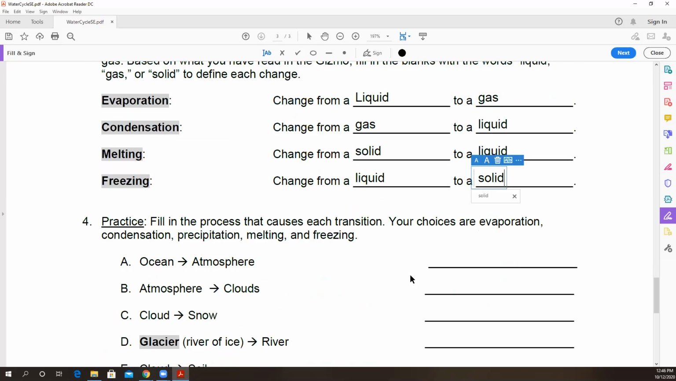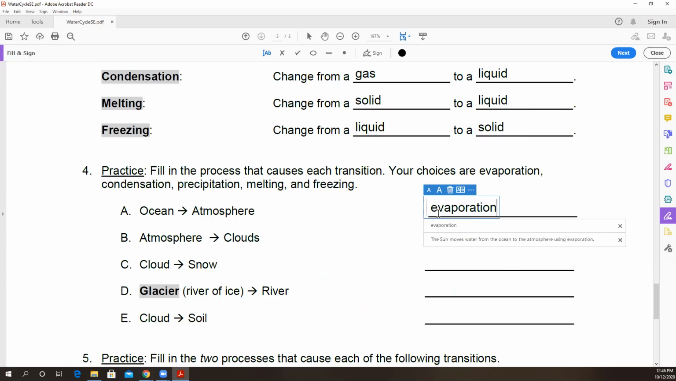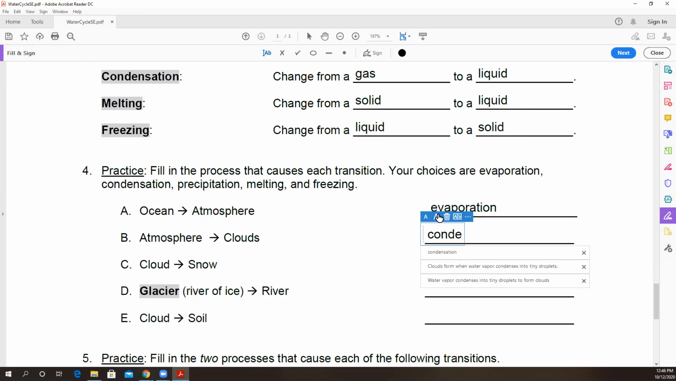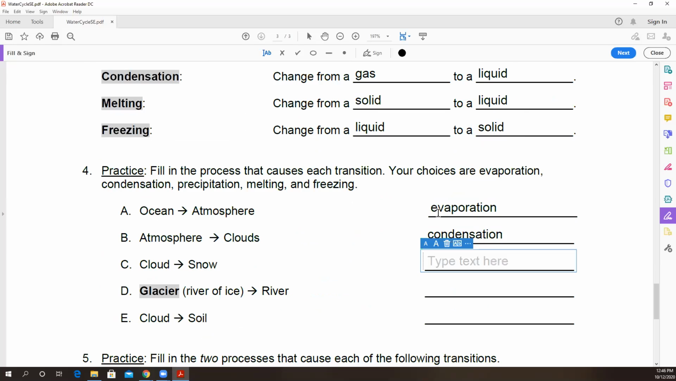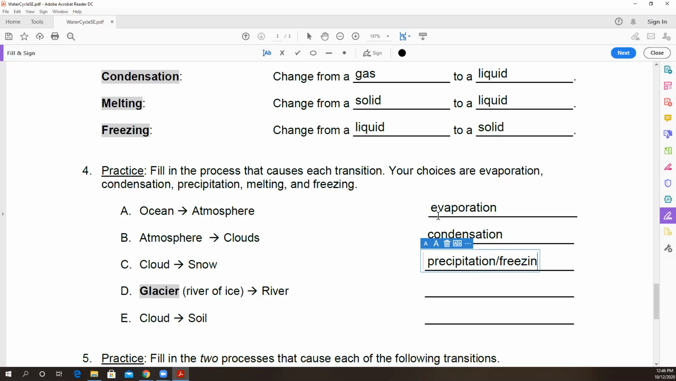All right. This one you might have had several. You might have debated on a couple of these. Landry, ocean to the atmosphere. How's it get there? Evaporation. Joel, atmosphere to the clouds. There you got it. Condensation, because it condenses as a cloud. Cloud to snow, Cody. Precipitation. And slash freezing. You could say both.